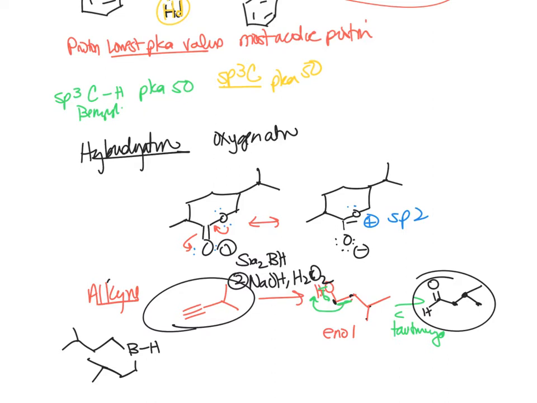That would give you a ketone after tautomerization. And mercury acetate is good for alkenes, not alkynes. Same thing with sulfuric acid and heat. Those are reagents for alkenes. So review your alkenes and your alkynes.